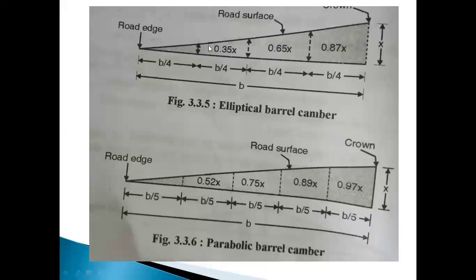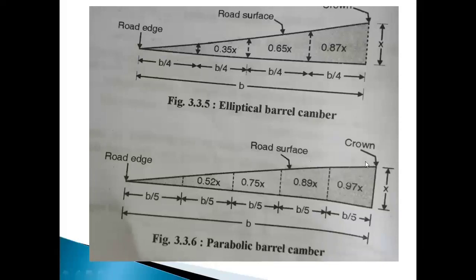This curve is raised after b by 4, then it is raised again after b by 4, and it is also raised after b by 4. Then next is the parabolic camber. See, it is a parabolic camber.